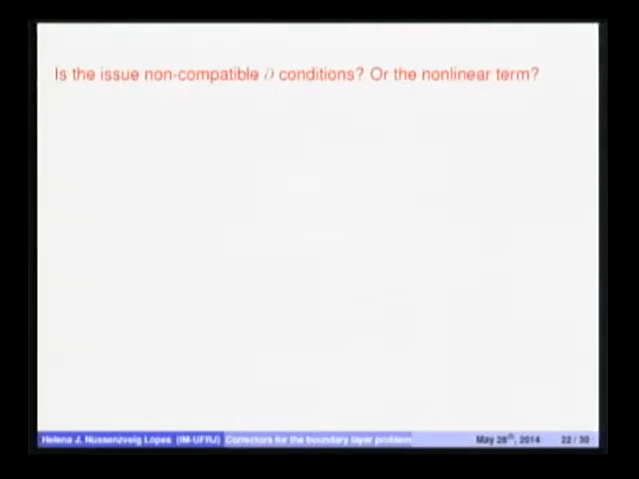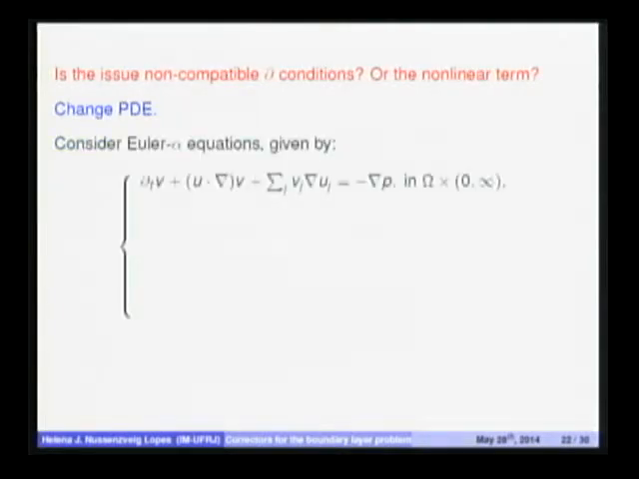So the question is: does the difficulty come from the non-compatible boundary conditions or from the nonlinear term? Okay, to understand that, let's change the PDE for a moment. Let's look at the Euler alpha equations, which are given by this system here.